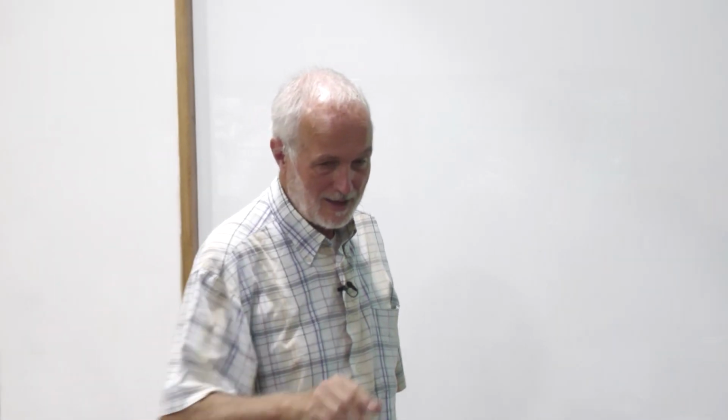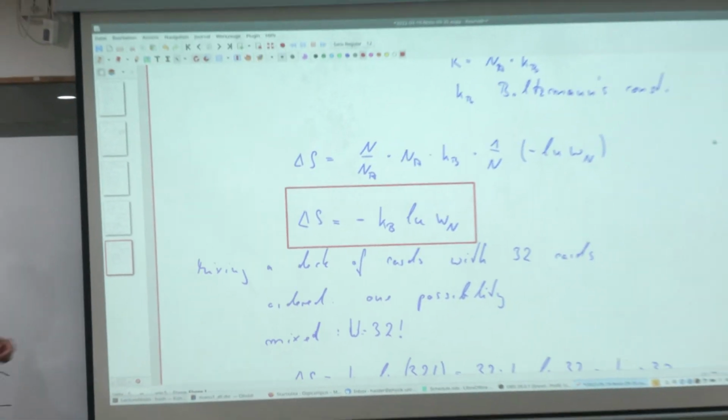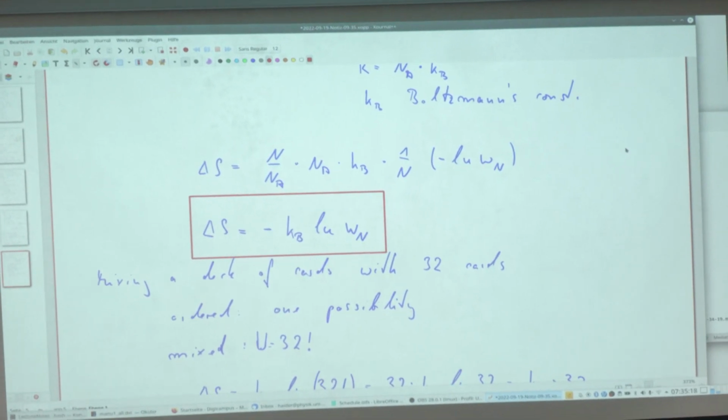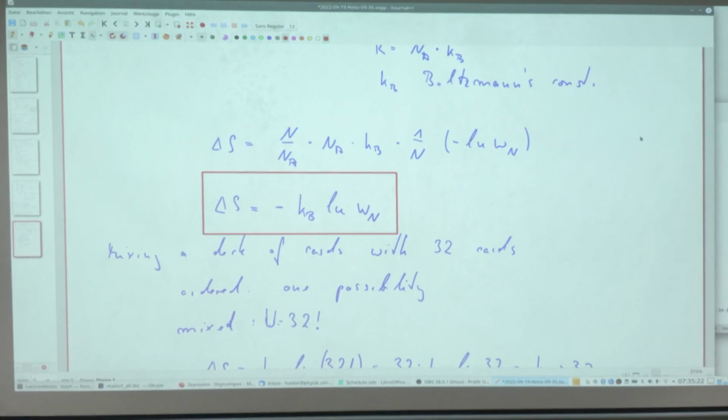So I derived already, so I tried to motivate this nice equation going back to Boltzmann's equation with the Boltzmann constant here. I did not give the value. Perhaps you know it's 1.38 something 10 to minus 23 joule per Kelvin.